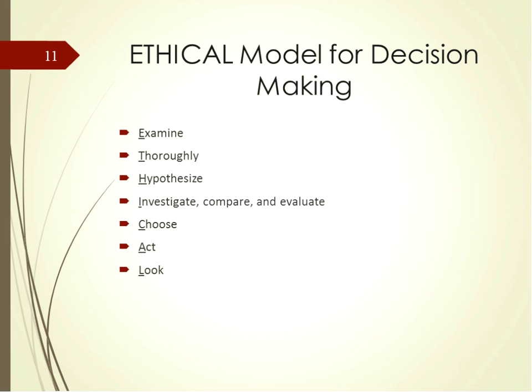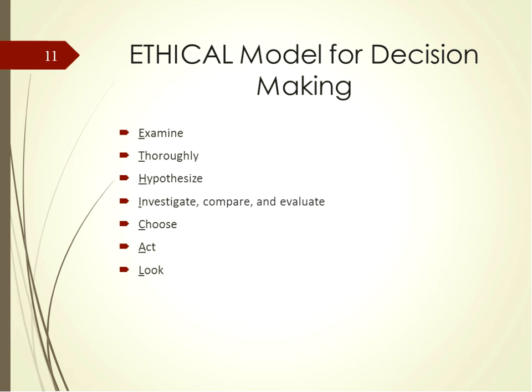The ethical decision-making model follows seven steps. First, examine the ethical dilemma. Thoroughly comprehend the possible alternatives, hypotheses, and ethical arguments. Investigate, compare, and evaluate the arguments for each alternative. Choose the alternative you would recommend, act on your chosen alternative, and look at where the ethical dilemma stands and examine the outcomes while reflecting on the ethical decision.